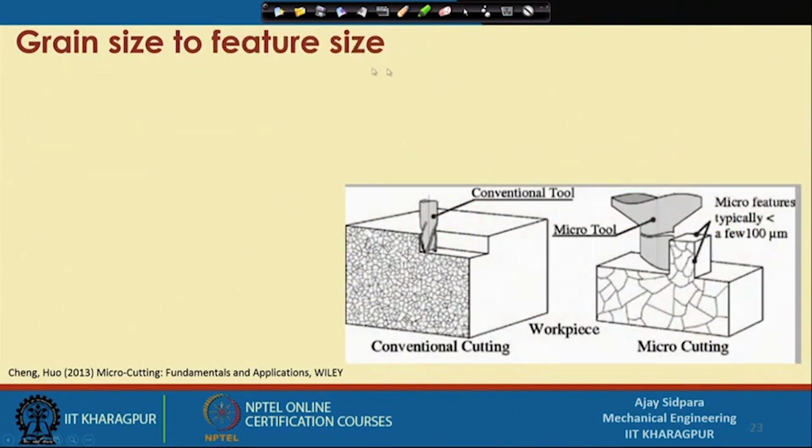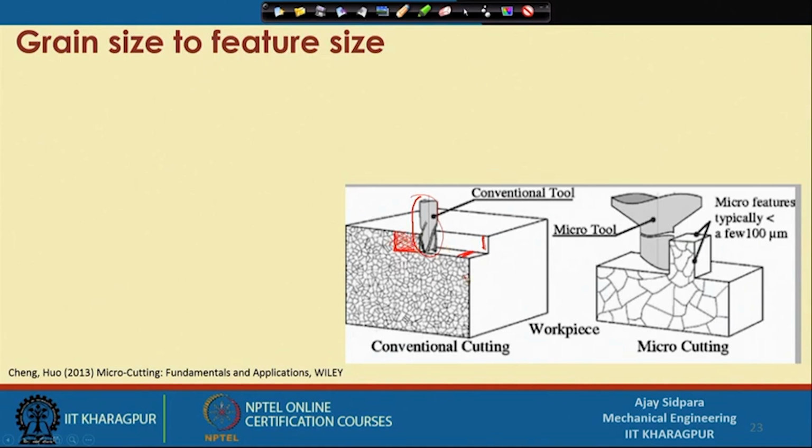Now, coming to grain size to feature size. In conventional machining, we have seen that our tool is very large compared to the size of the grains. You can see in this diagram that this is our end mill cutter and this is the amount of material we are removing. So, we are cutting from the side. This is the vertical side and this is the bottom side, and you can see the number of grains which we are cutting from here. These are very large in terms of numbers and in terms of layers also.